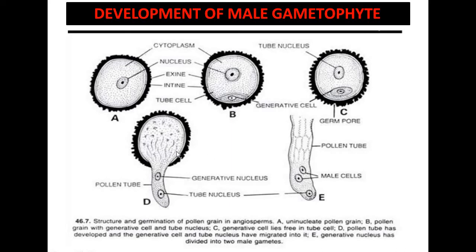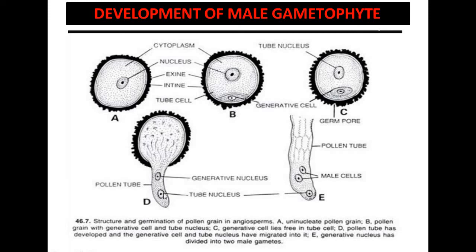Tube nucleus is responsible to provide the nourishment to the generative cell. When the process of germination will occur, the pollen tube will come outside from the exine, but it is developing from the intine. Remember that. It is developing from intine, the inner layer, which is made up of cellulose and pectin. It is developing from intine, but it is coming out from the germ pores crossing the exine. So development of the pollen tube will be from intine, then it will come out from the germ pore where the sporopollenin was absent. That's why it is coming outside easily.